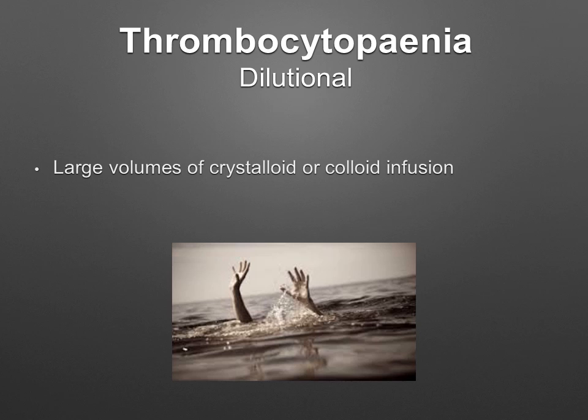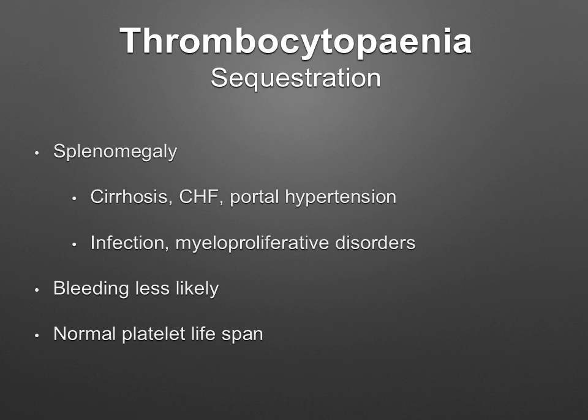Dilutional thrombocytopenia can occur if you're giving large volumes of crystalloid or colloid infusions. Platelet sequestration can be secondary to splenomegaly from cirrhosis or congestive heart failure, portal hypertension, or infection and myeloproliferative disorders. Approximately 1/3 of the total platelet mass is sequestered in the spleen normally, so that if you get splenomegaly from any of these causes, this can increase up to 90%.